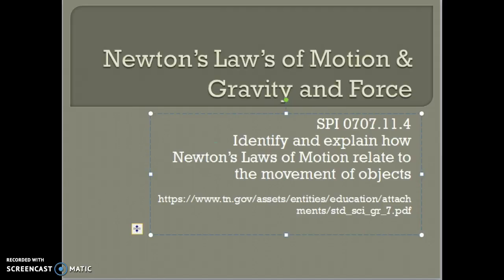I went ahead and posted the standards on here. At the end of this, I want you guys to be able to identify and explain how Newton's laws of motion relate to the movement of objects. I also posted on here the URL link if you guys would like to go online and look at that. Moving on.